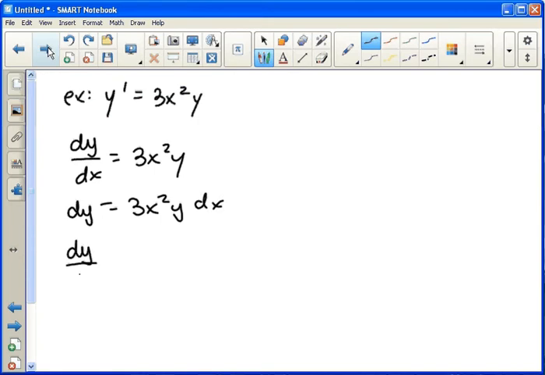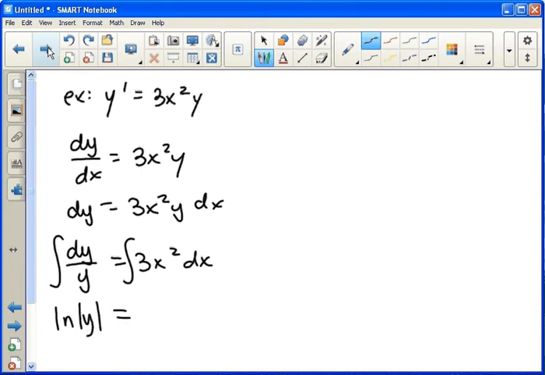Okay, now we do the integral of both sides. That dy over y should be a familiar form. It's the same thing as du over u, or derivative over the original. So that's simply the natural log, natural log of the absolute value of y. The antiderivative of 3x squared is x cubed plus c.